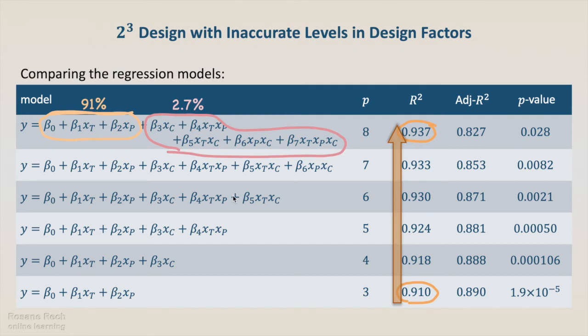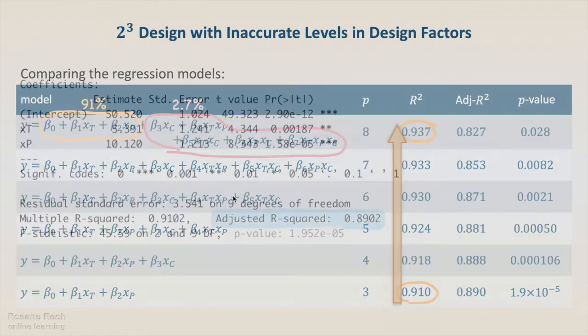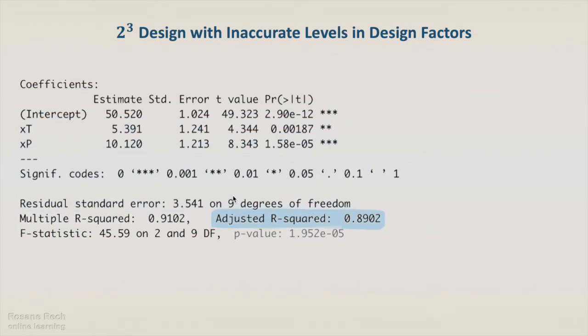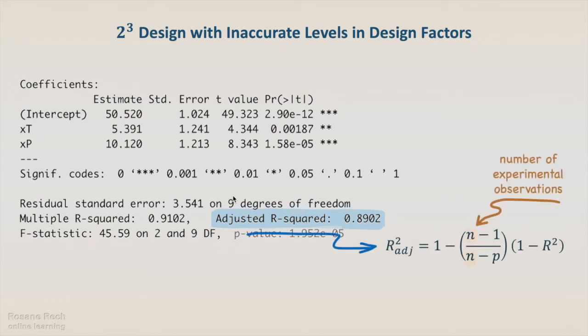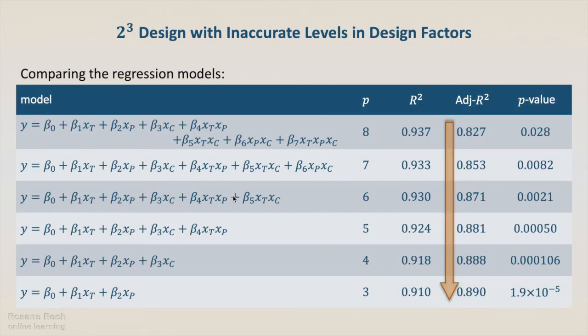So other parameters are usually used to select the regression model: the adjusted R-squared and the p-value of the model. The adjusted R-squared is in the linear model's output in R. It depends on the R-squared, the number of experimental observations, and the number of parameters in the model. Unlike the R-squared, the adjusted R-squared increases as we eliminate the parameters with low significance from the model. In this table, the simplified model is the one with the highest adjusted R-squared.